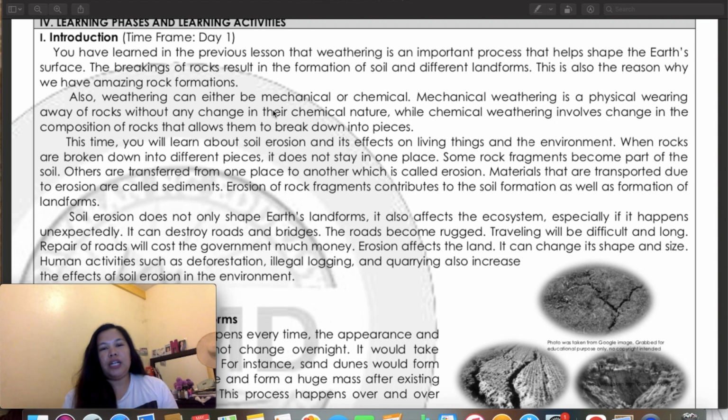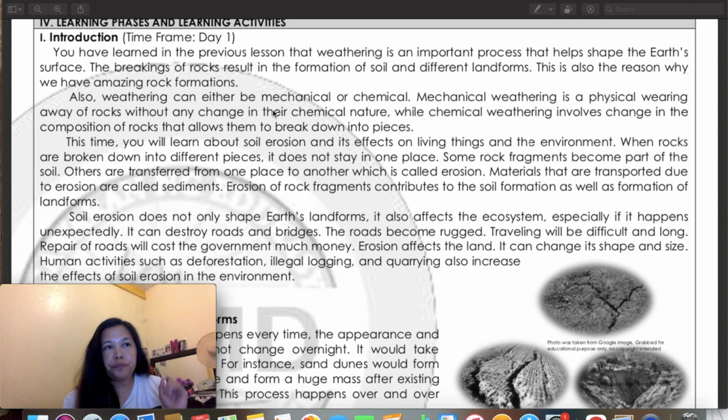This time, you will learn about soil erosion and its effect on living things and environment. When we say living things, mga merong buhay na nasa ating mga paligid. Okay, how this soil erosion nakakaapekto sa mga may buhay dito sa Earth. So when rocks are broken down into different pieces, it does not stay in one place.